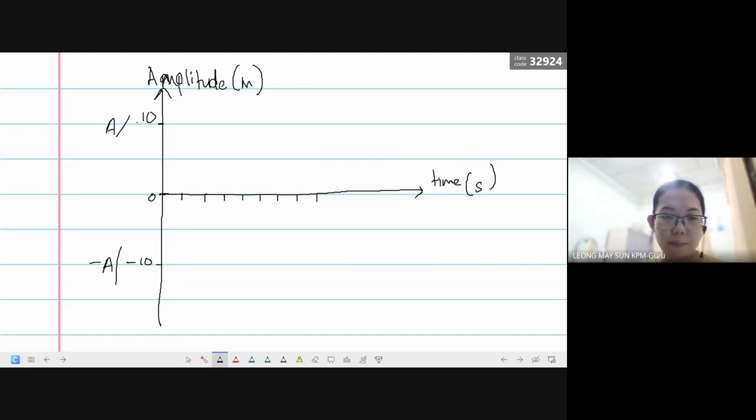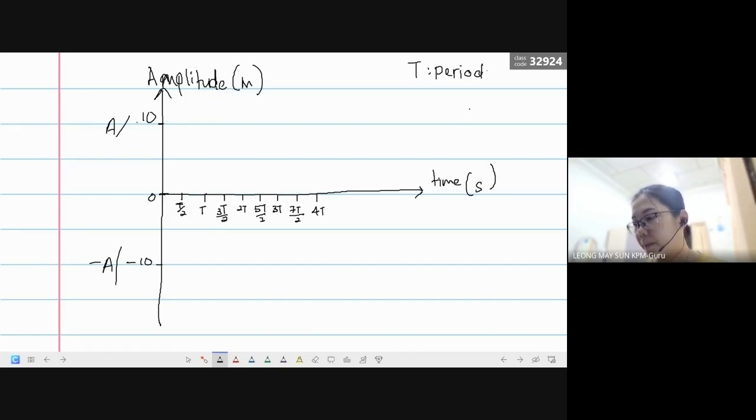So I'm just going to label down here. This one is the period, so this is half, T over 2. This is T. 3T over 2. And then here is 2T. Then after that will be 4, not 4, sorry, should be 5. 5T over 2. 3T. 7T over 2. And then 4T. T here represents period. Okay? Are you guys alright? Hope okay, yeah?